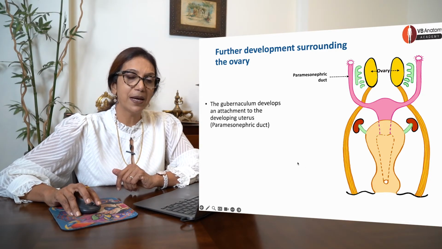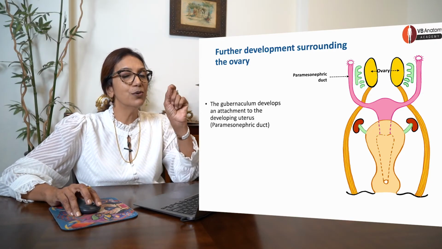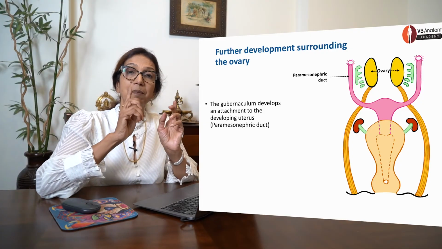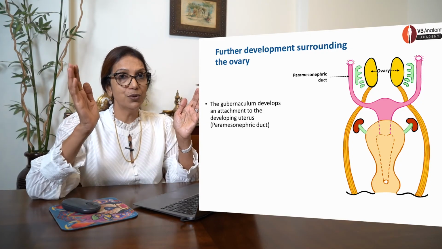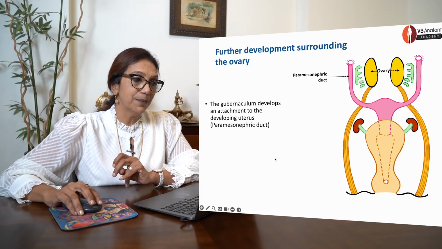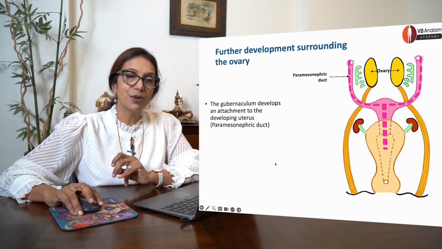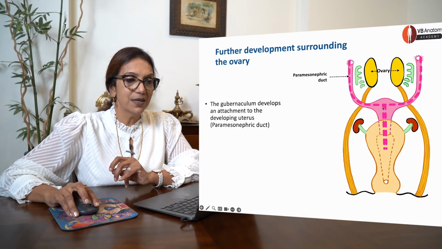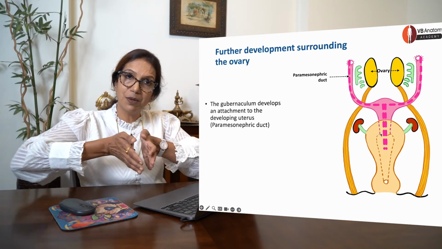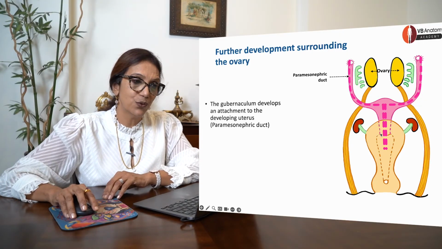Okay, this is your paramesonephric duct. Remember, I told you just a touch early about development of the paramesonephric duct. It's the paramesonephric duct of two sides which will unite to form the uterus. This gubernaculum develops an attachment to this paramesonephric duct. See, these are the two ducts which unite in the middle. The distal end will form the fallopian tube, and the two ends which are parallel fuse to form the uterus.